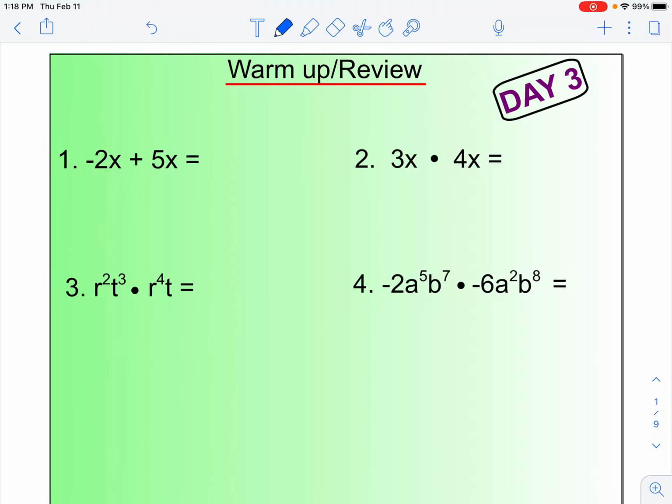Chapter 7, Day 3. This is just a quick review warm-up where you're looking at the differences between adding variables and multiplying variables. So remember, when you're adding these two variables together, negative 2x plus 5x, that is going to give you 3x. So you're adding those coefficients. This is different from when you're taking 3 times x and 4 times x. Now you're multiplying to get 3 times 4, 12, and then x times x, which is x squared.